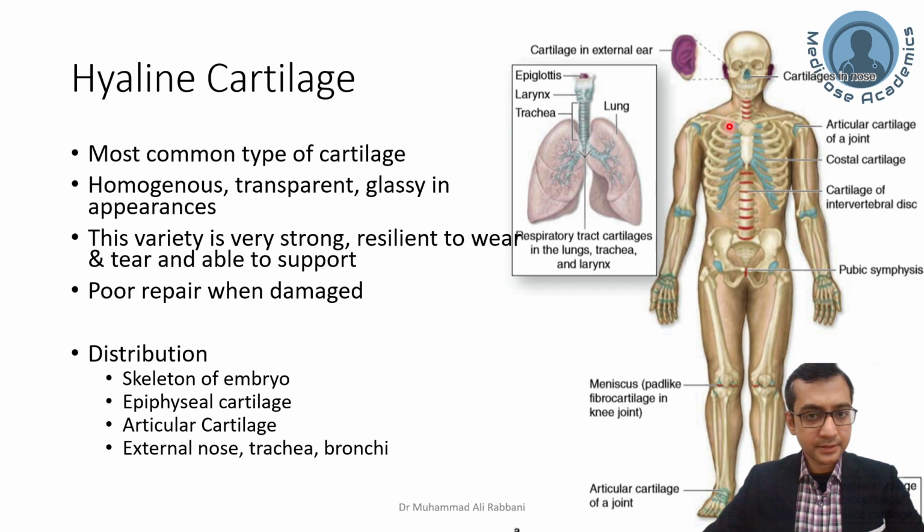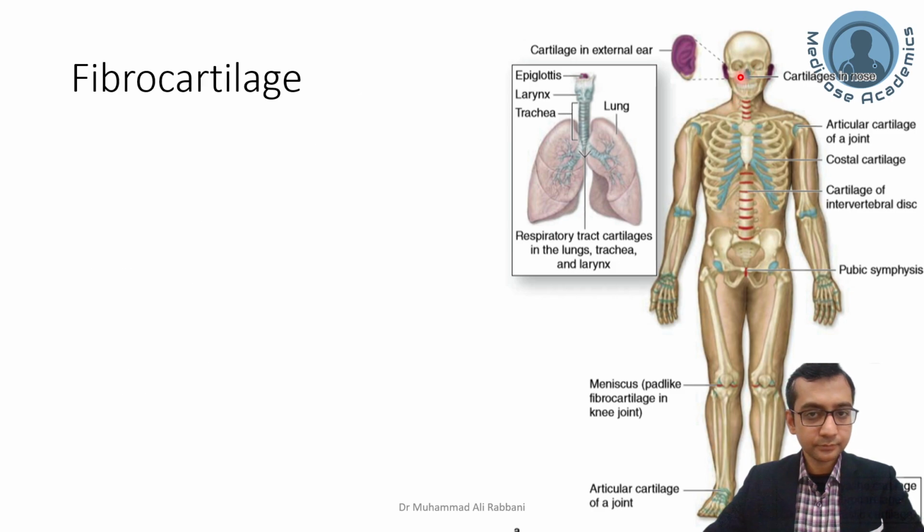And then there is the external nose and the upper part of the trachea, which are also hyaline cartilage.